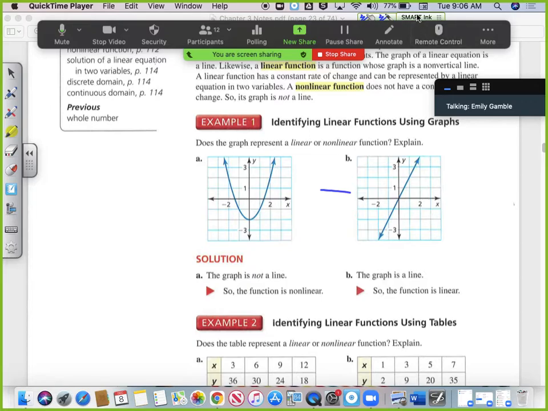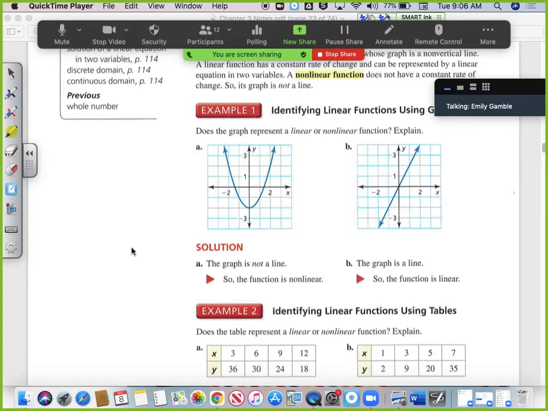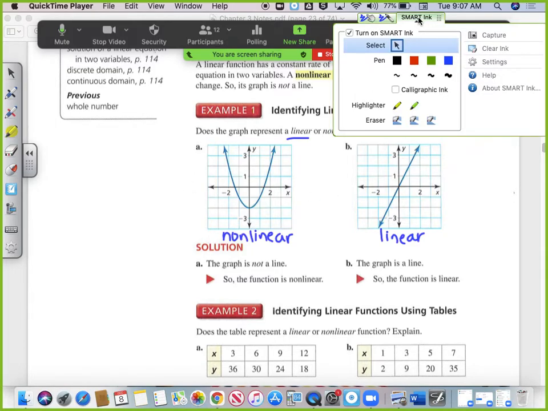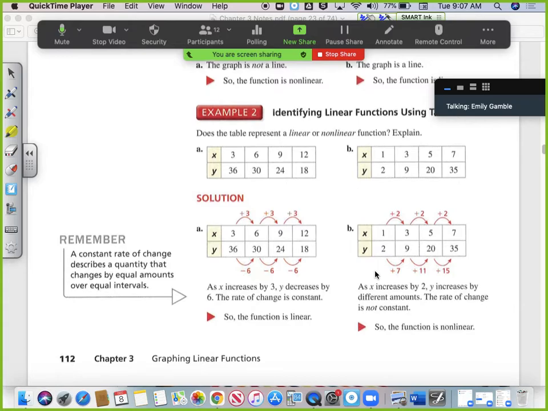So looking at these examples here, just really quickly determining if graphs are linear or nonlinear. Linear functions or linear graphs are straight lines. Nonlinear are not lines. Is A a linear function? No. This would be considered nonlinear because it's not a straight line. Is B a linear function? Yes, because it is a straight line. It's that easy. Linear functions are straight lines. You can determine this from graphs, you can determine this from tables, and you can determine this from equations.